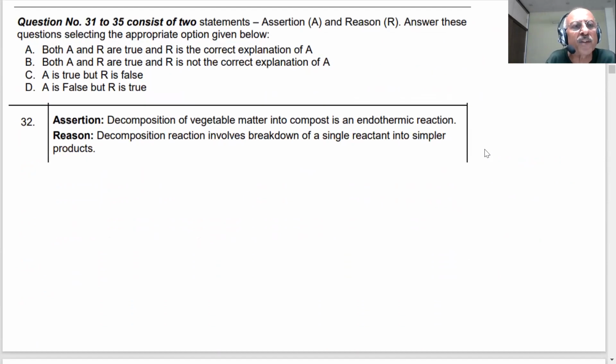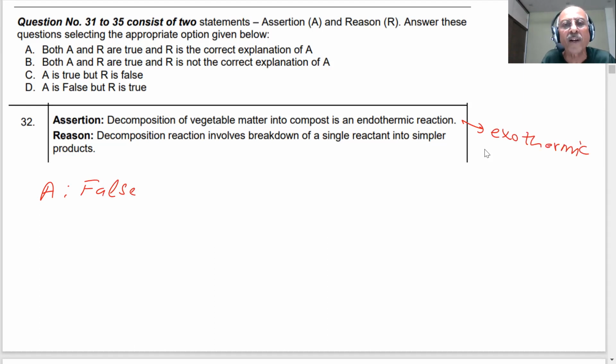Again, we have the same choices. Question number 32. Assertion: decomposition of vegetable matter into compost is an endothermic reaction. First, you find out whether the assertion A is true or false. You know endothermic and exothermic reactions. Endothermic reactions are those which absorb heat. Most of the decomposition reactions are endothermic, but here is an exception. Decomposition of vegetable matter into compost is not an endothermic reaction. This is an exothermic reaction. So the assertion is false, student.